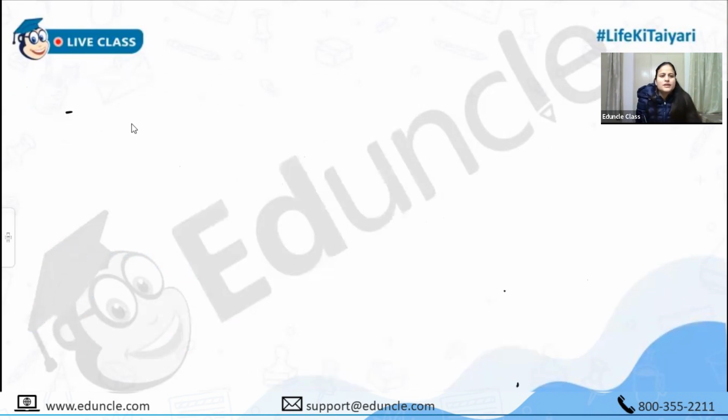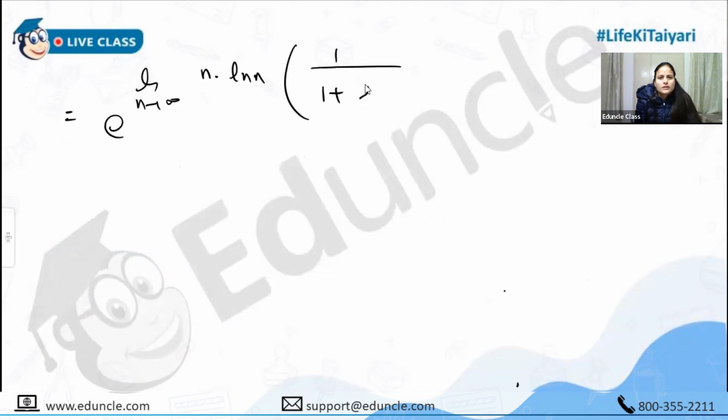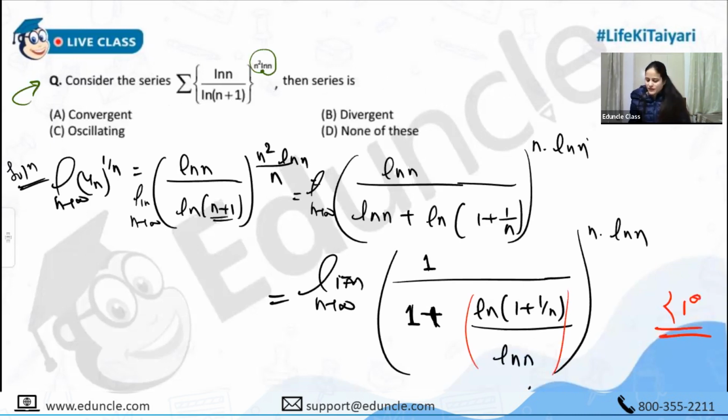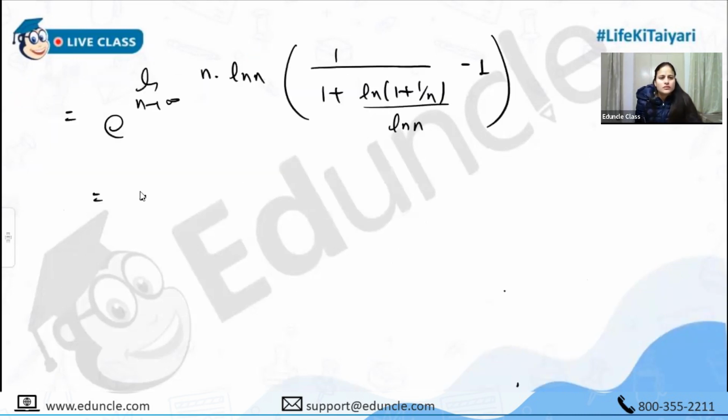So the above limit can be written as e raised to limit n tending to infinity, taking the power outside, that is n ln n, times (1 upon (1 + ln(1 + 1/n) divided by ln n) minus 1). Okay, so let's simplify it. Limit n tending to infinity n into ln n.